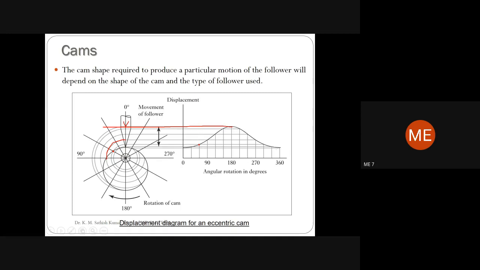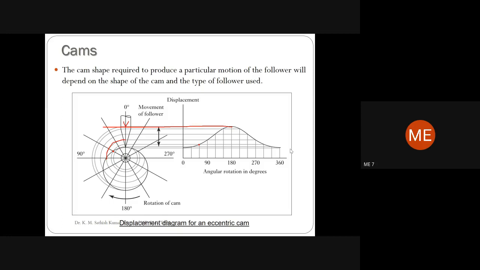Now you can understand that the radial distance from the center to the tip of the follower is varying. That is the reason why you call this the eccentric. There is some amount of eccentricity present, and this eccentricity is helpful in order to make different types of motions. So that is the meaning.